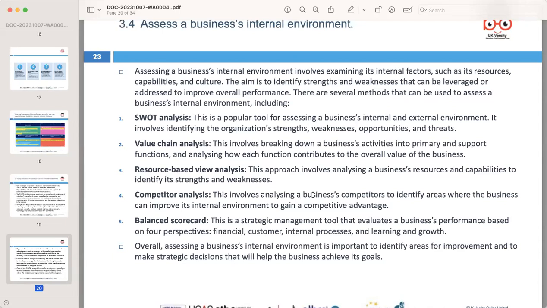So finally, there is the balanced scorecard. This strategic management tool assesses a business's performance across four perspectives: financial, customers, internal process, and learning and growth. So overall, assessing the internal environment is crucial for spotting areas of improvement and making strategic decisions that align with the business goals.